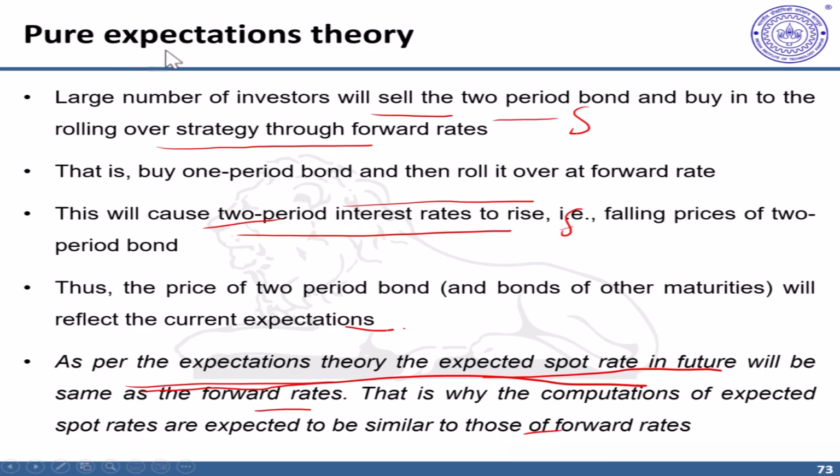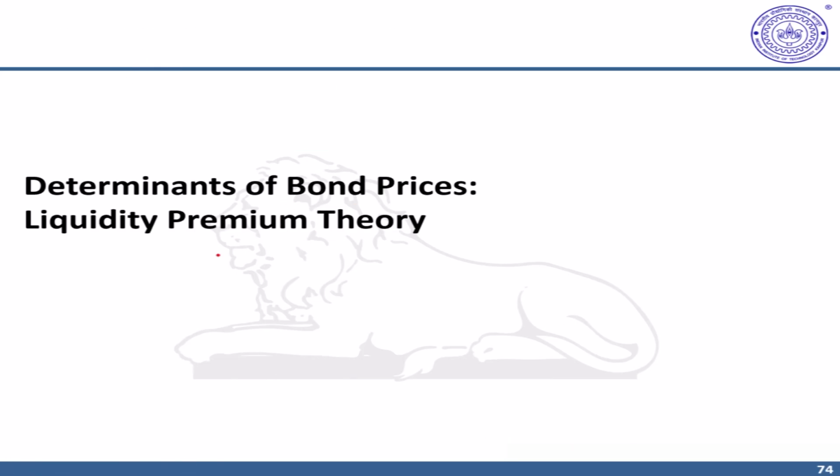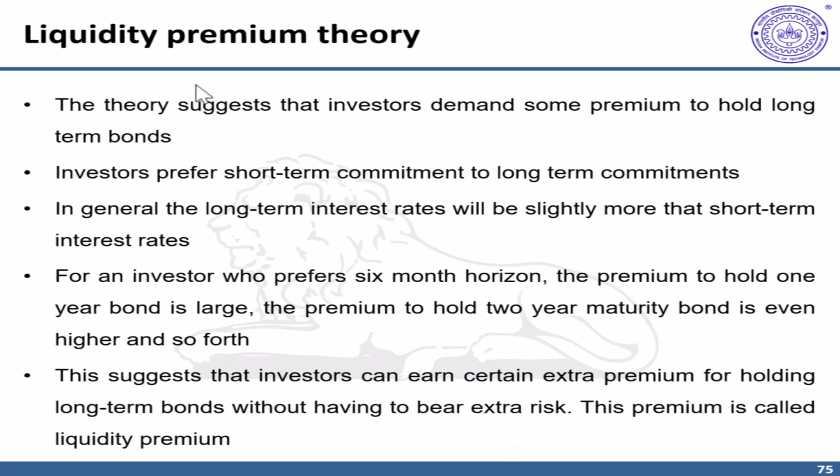In this video, we'll discuss the liquidity premium theory or liquidity preference theory of interest rates. This theory suggests that investors demand some additional premium to hold long-term bonds. The reason is that there's more uncertainty in the long term, and therefore, when you are requesting investors to commit money, they prefer short-term commitments because of the unknown aspects of the long term.